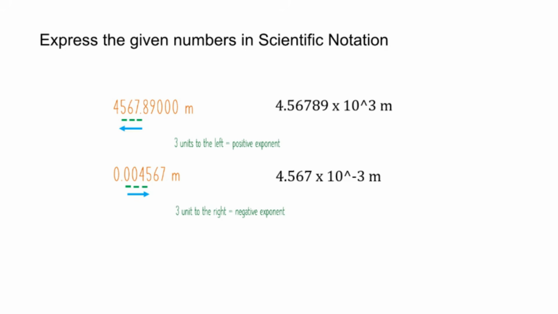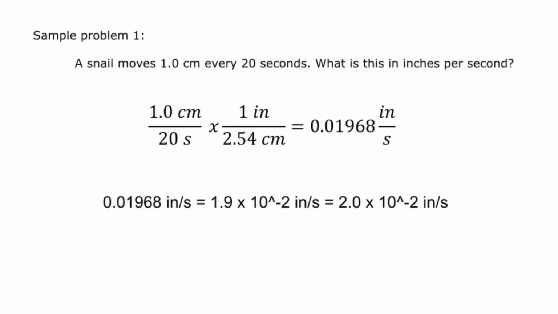For the second example, 0.004567 meters, the decimal point moved 3 units to the right. A right movement of the decimal point indicates a negative exponent, giving us 4.567 times 10 to the negative power of 3. Always remember, a movement to the left gives a positive exponent, while a movement to the right gives a negative exponent. Let's answer a sample problem.